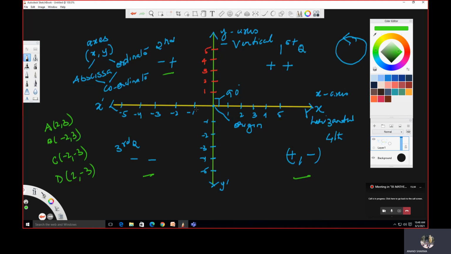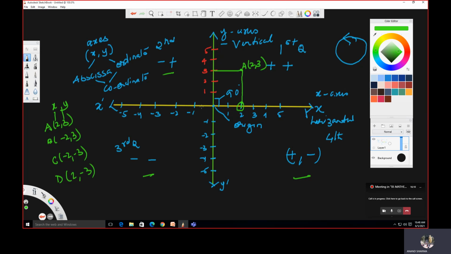Then comes plotting. I want all of you to pay attention to this. You should not make mistakes in plotting, otherwise you'll get a wrong diagram. A is 2, 3, which means X is 2, Y is 3. So we'll move on the x-axis where X is positive 2. This is the place where X is positive 2. I'm showing it with green. Then we'll move forward to positive 3. 1, 2, 3. This is the place. This is your point A, that is 2, 3.